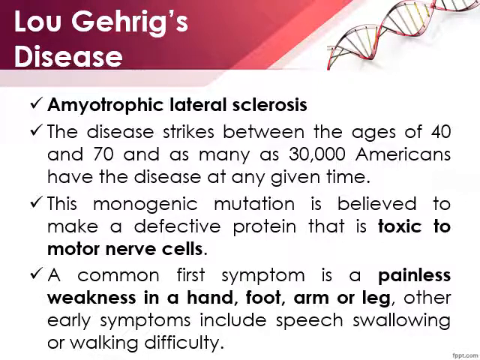We also have Lou Gehrig's disease. It is amyotrophic lateral sclerosis. This is a monogenic mutation and is believed to make a defective protein that is toxic to the motor nerve cells. The most common symptom is painless weakness in the hand, foot, arm, or leg.